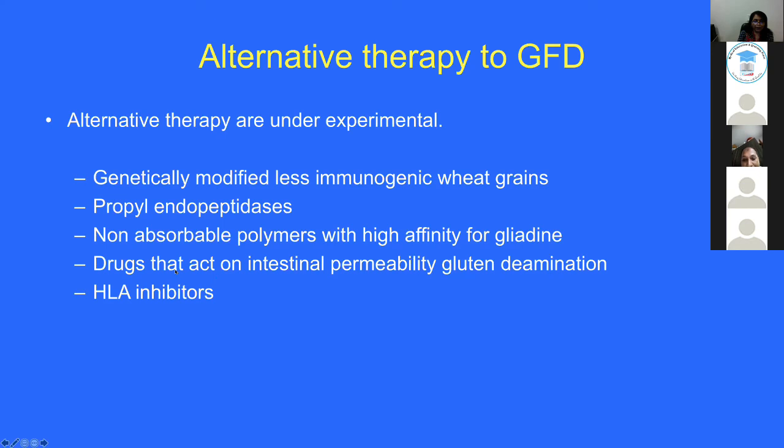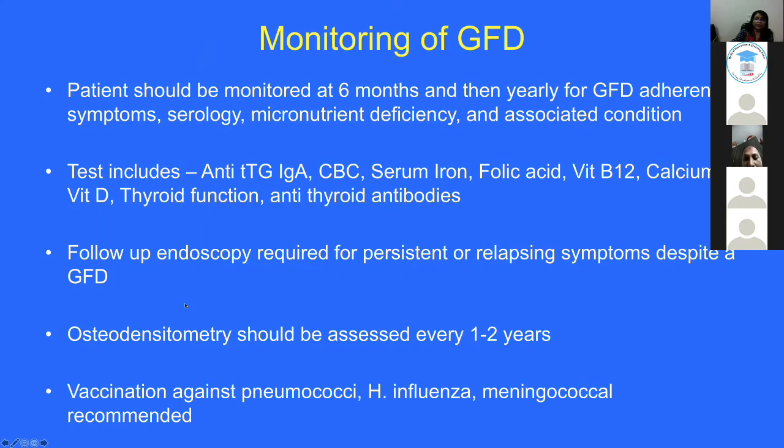We are in the phase of developing drugs that can act on small intestinal permeability and the gluten deamination step. We are in the process of developing HLA inhibitors as a gene therapy, and some of the drugs are being developed, but all these are still experimental. So until these things are available, we need to put the patients on a gluten-free diet.